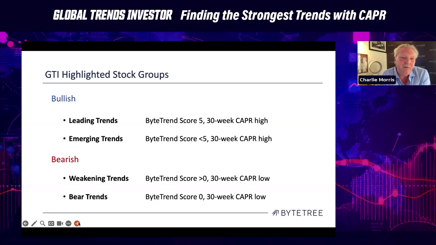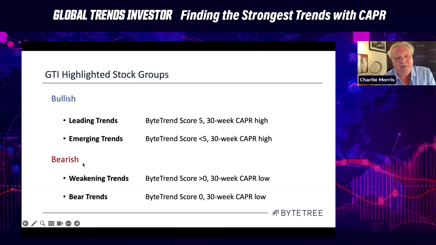So in the GTI 200 and indeed in the premium version of the spreadsheet, we look at bullish and bearish trends. There are two kinds of bullish trends. The first one is leading, so it's already a good trend. It's already a ByteTrend score of 5, which means it's going up, and the 30-week CAPR has made a high. So that means that the CAPR is at the highest level that it has been at any point in the last 30 weeks. And emerging trends is the same thing, except it's not quite as strong. So the ByteTrend score is not 5, it's 3 or 4, and it's also made a 30-week CAPR high.